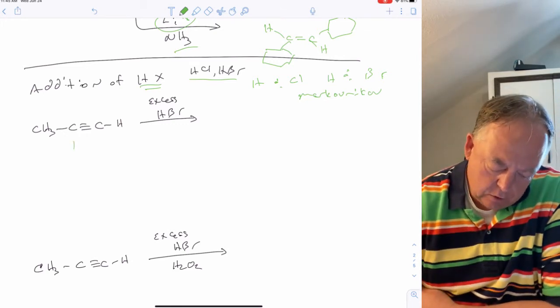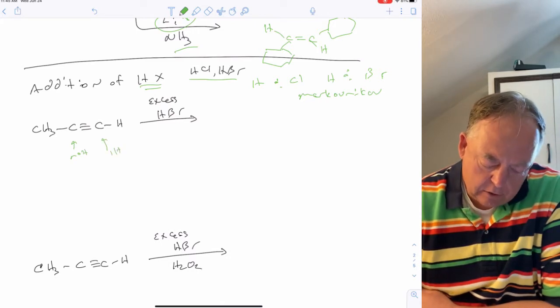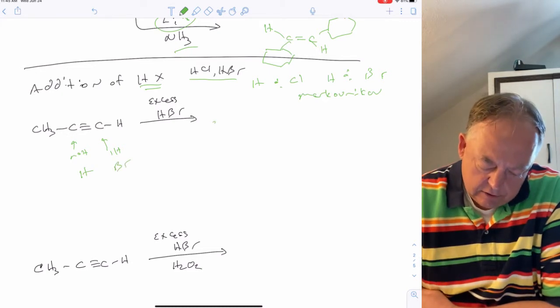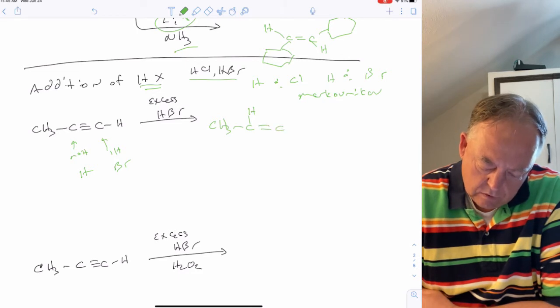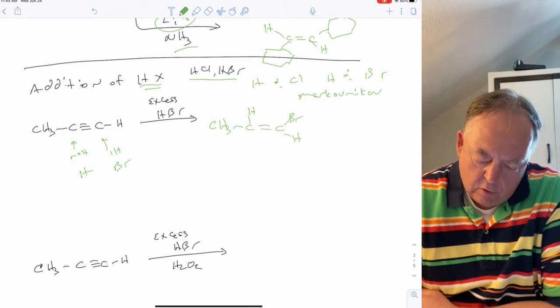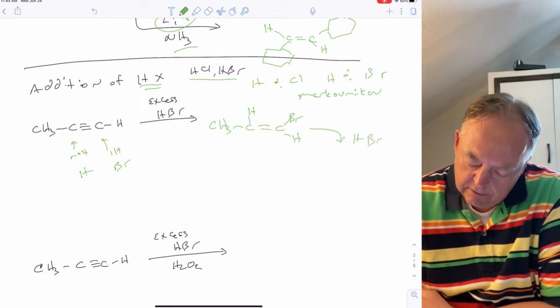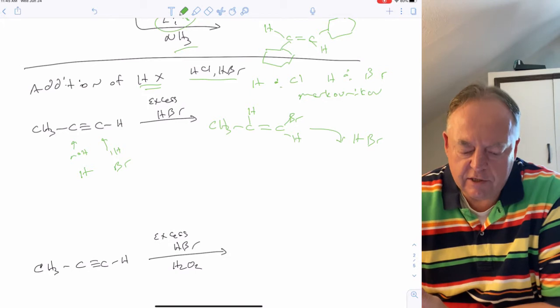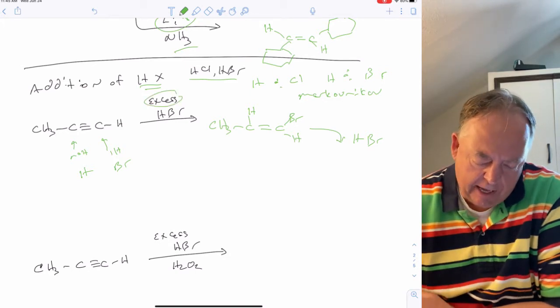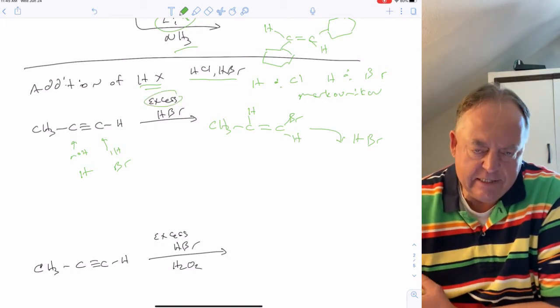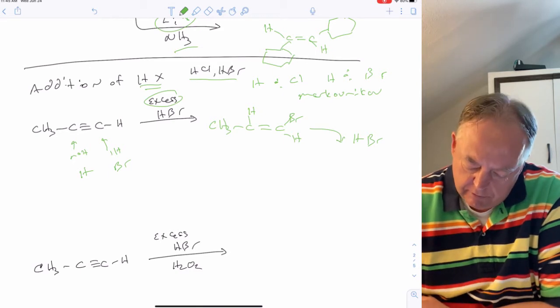So this carbon has no hydrogens. This carbon has 1 hydrogen. So Markovnikov's rule says that hydrogen is going to go here and the bromine is going to go there. So you're going to add hydrogen to this carbon and bromine to that carbon, and then it's going to do the same thing again. So technically you need 2 equivalents of HBr, so you might just see excess written on the arrow, or you might see 2 equivalents of HBr. It would be very difficult to stop here.